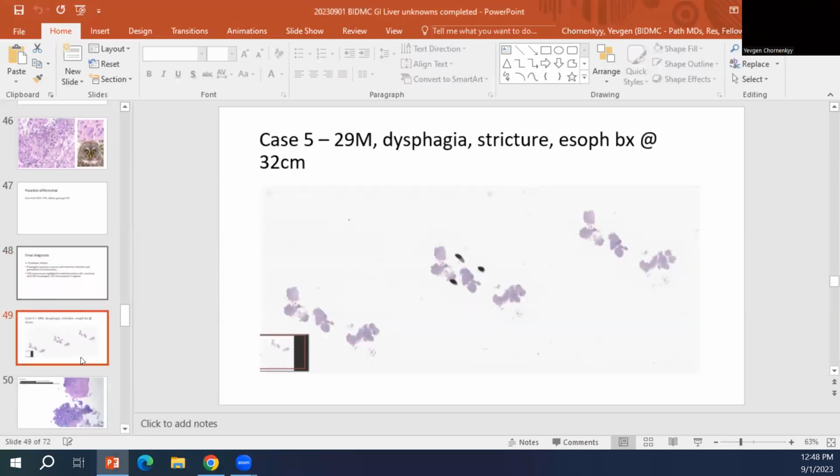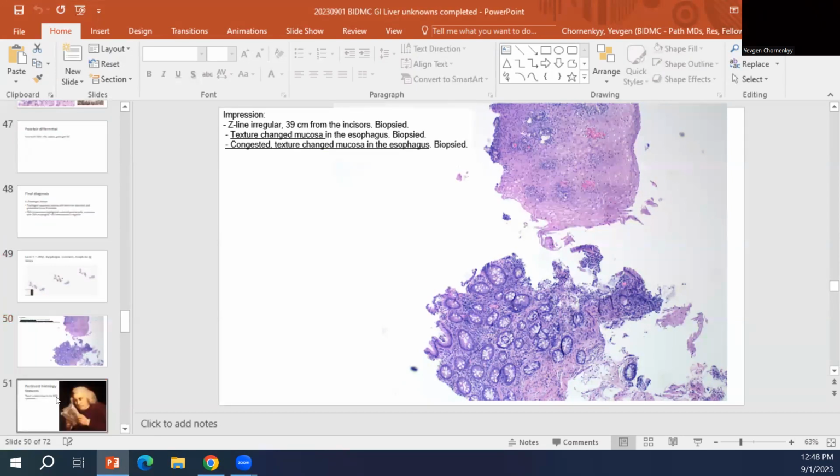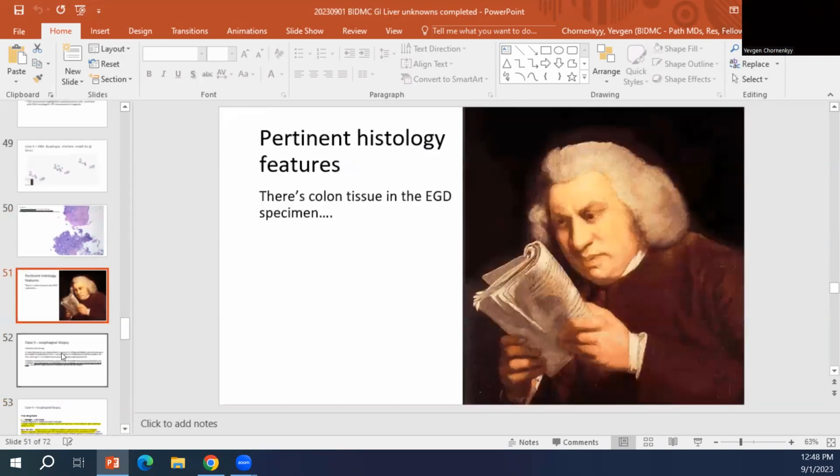Colonic interposition. Yeah. So I looked at the requisition and the EGD noted congested, textured mucosa change, so not really helpful. And then, I think this guy, it's not playing. That's okay. He's supposed to look up and do a double take.